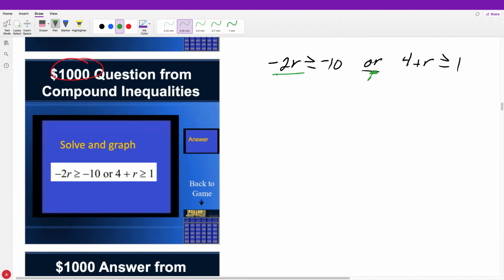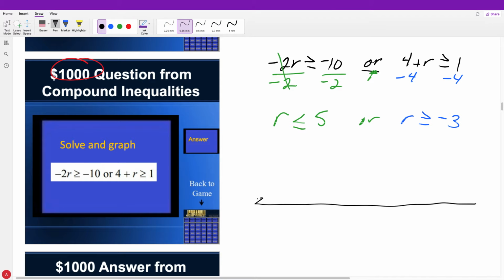So I'm going to solve both of these individually. So I divide each side by -2. When I divide by -2, I got to remember to flip my inequality. So now r is less than or equal to 5. Or this one, I just need to subtract 4 because it's a +4. Or r is greater than or equal to -3.